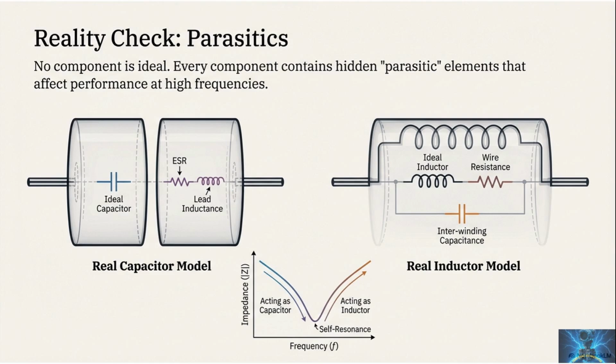Reality check, parasitics. Real components are not ideal. Real capacitors have small internal resistance and lead inductance. Real inductors have winding resistance and stray capacitance between turns. At high frequencies, these hidden elements change how the component behaves, sometimes causing self-resonance where a capacitor can start acting like an inductor, or an inductor can start acting like a capacitor. This is why high-frequency behavior can surprise people.